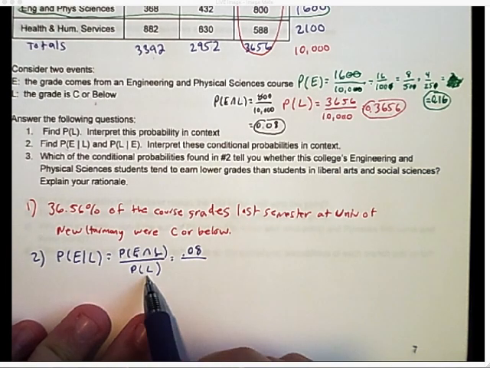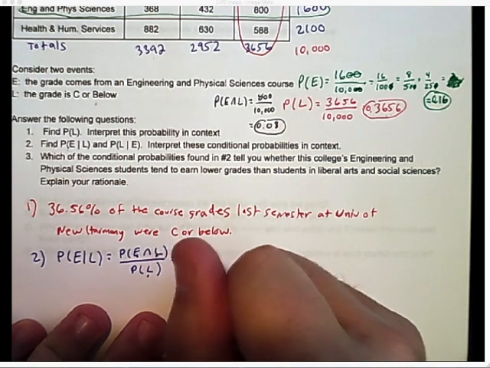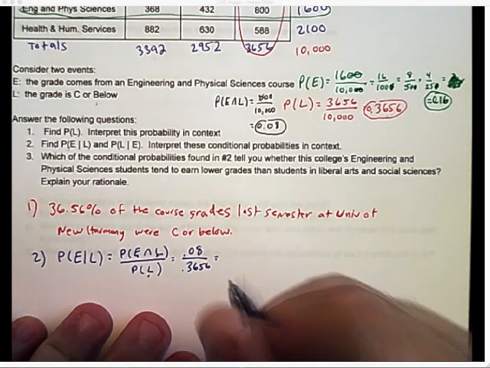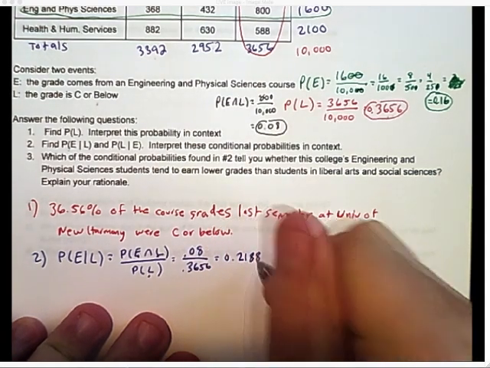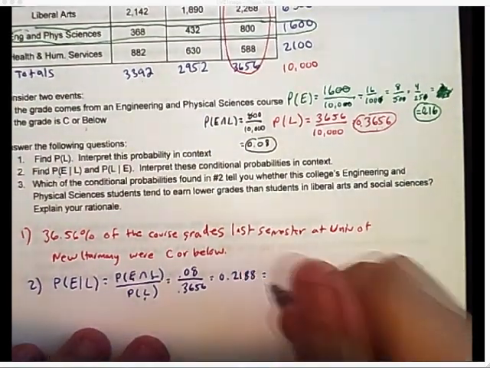Over the probability of them getting a C or below, that's P of L here, that's 0.3656. And if I do that on my calculator, I get 0.08 divided by 0.3656. And that's going to give me 0.2188.